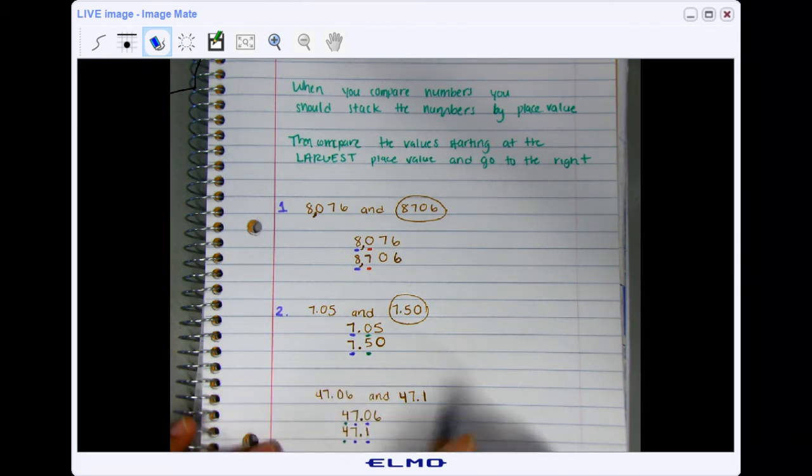Correct. 47 and 1/10 is larger because the 1 in the tenths place is larger than the 0 in the tenths place. Even though 47 and 600ths has more digits, that does not mean that the value is larger. 47 and 1/10 is the larger number because in the tenths place, it has a 1, but in the other number, the tenths place has a value of 0. So don't think that just because a number has more digits and that it's longer, that it's automatically going to be bigger. That's not true.